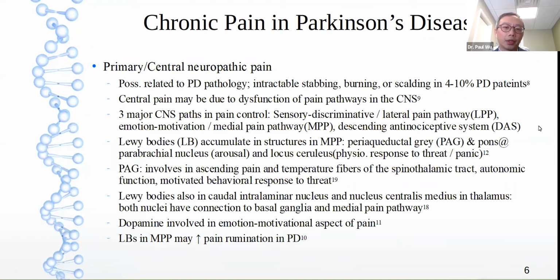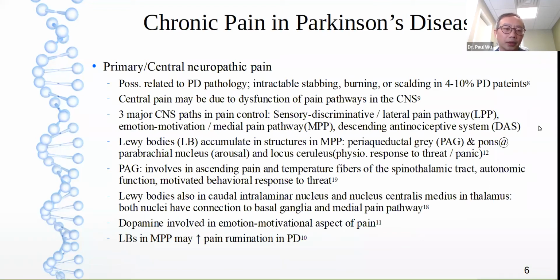The other type of neuropathic pain is primary or central neuropathic pain. This type of central pain could be related to Parkinson's disease pathology. Usually this is described as intractable, stabbing, burning, or scalding, and occurs in 4 to 10% of Parkinson's disease patients. Central pain may be due to dysfunction of pain pathways in the central nervous system.